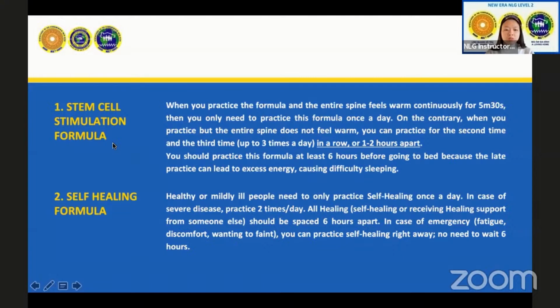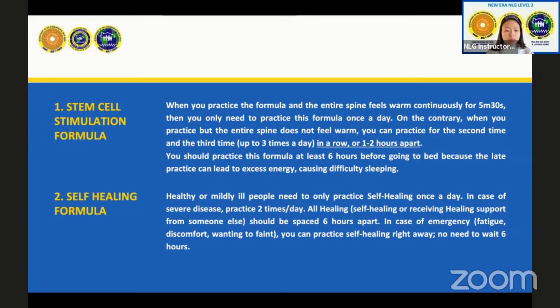When you practice the stem cell stimulation formula and the entire spine feels warm for 5 minutes and 30 seconds continuously, then you only need to practice it once a day. But if you practice it and it doesn't feel warm, or maybe it feels warm in parts only, then you can practice for a second time and a third time. So basically up to 3 times maximum in a row, or maybe 1 or 2 hours apart, depending on you. And you should practice this formula at least 6 hours before going to bed, because late practice can actually lead to excess energy, causing difficulty sleeping.